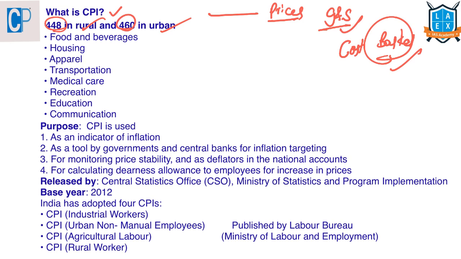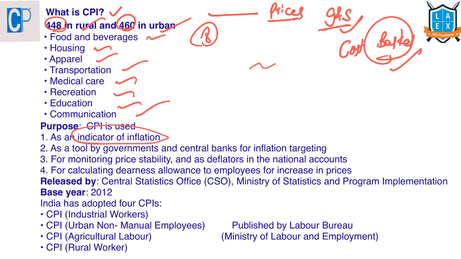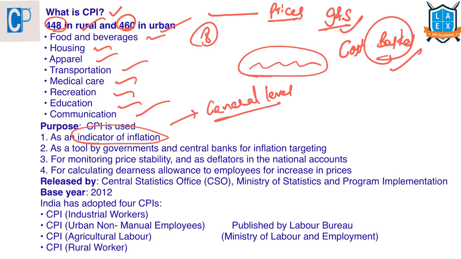And these goods and services were again broken down into 8 major groups like food and beverages, housing, apparel, transportation, medical care, recreation, education and communication. What is the purpose of this CPI? It is mainly used as an indicator of inflation because it is measuring how the prices were changing. What is inflation? It is a general level of rise in the prices of goods and services.